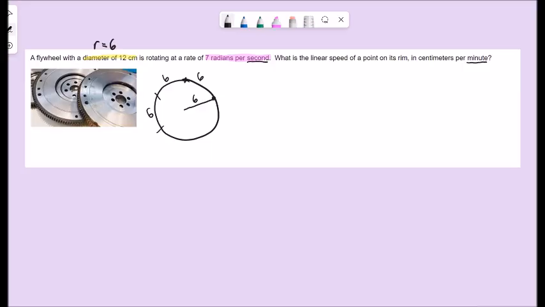What we have to do first is multiply the radians per second to get to minutes. How many radians would that be in a minute? Well, 7 over 1 second would equal what over 1 minute? Well, that's times 60, and then this would be times 60 as well. So that would be 420 radians per minute.